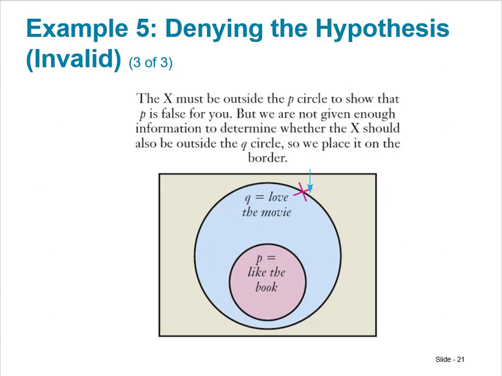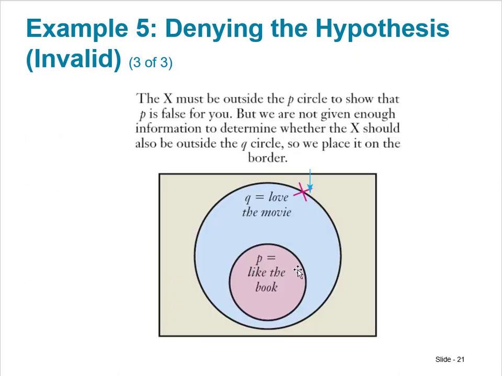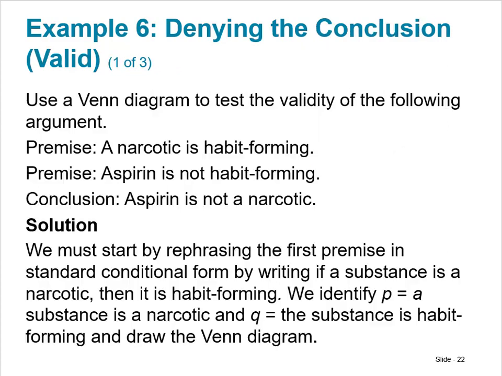Now, what was the second statement? The second statement was, you did not like the book. So if we come here, you did not like the book just means you're outside this circle. But again, we could be in the blue stuff or we could be out here, so it lands on the border and therefore invalid. It's that simple.